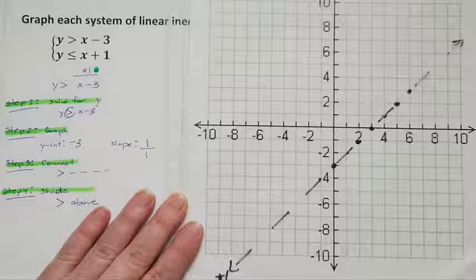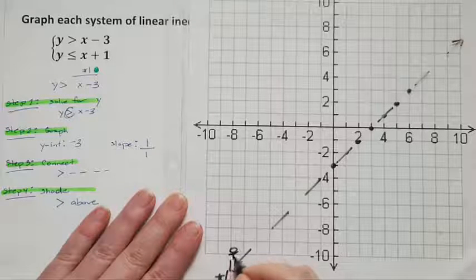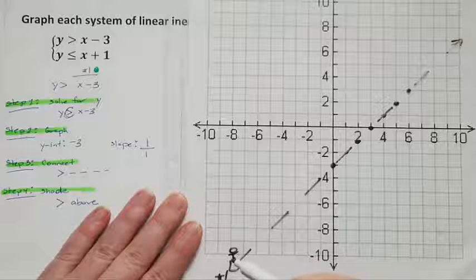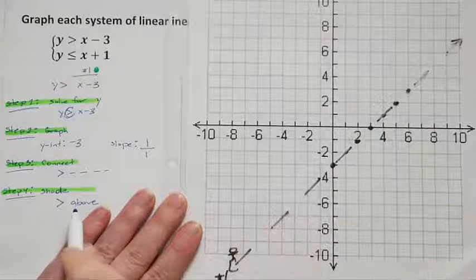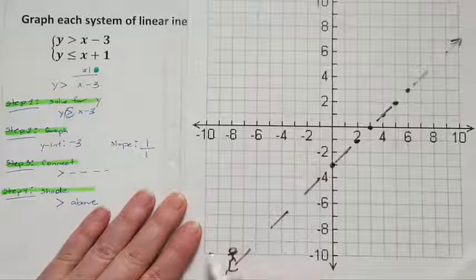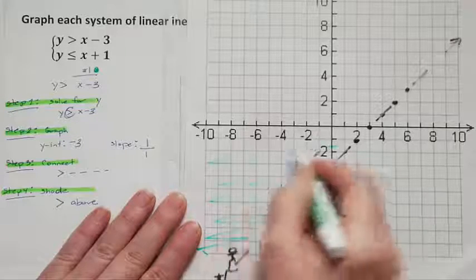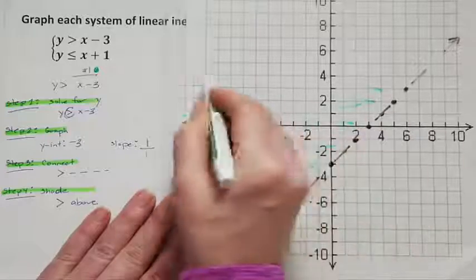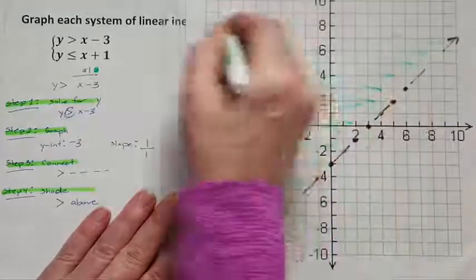It says I'm supposed to shade above. Slope Dude always starts in the furthest left, and as he's traveling along my mountain, I'm supposed to shade above his head. So where is above Slope Dude? Above Slope Dude is always over here. So anything over in this area is going to be an answer for line number 1.